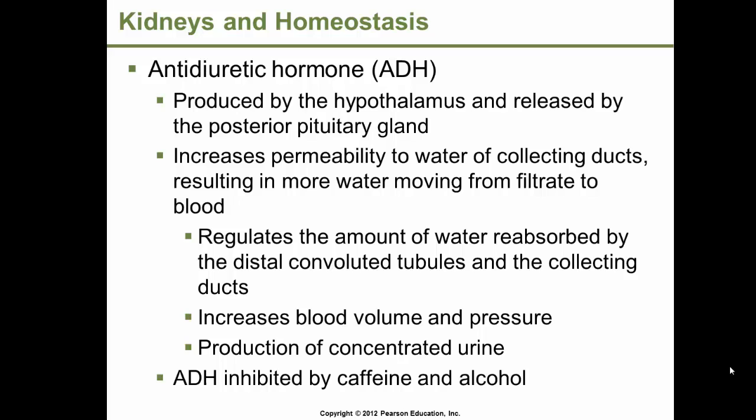Antidiuretic hormone increases permeability to water of the collecting ducts, resulting in more water moving from the filtrate to the blood. So it regulates the amount of water reabsorbed by the distal convoluted tubules and the collecting ducts. This increases blood volume and pressure and allows production of concentrated urine.